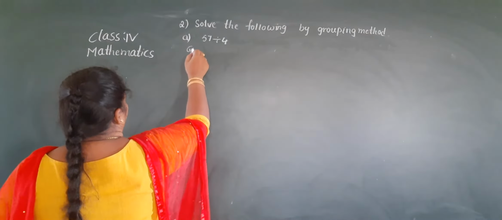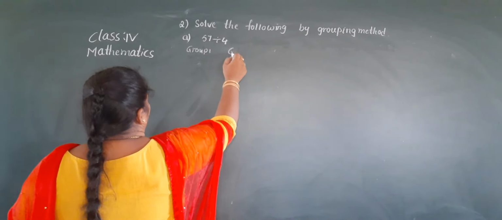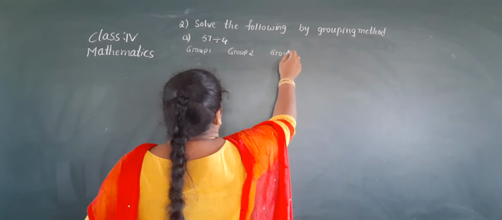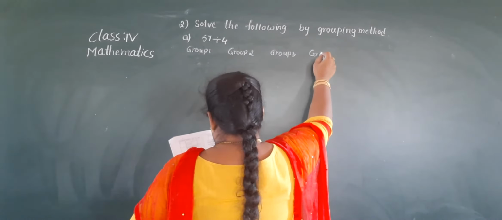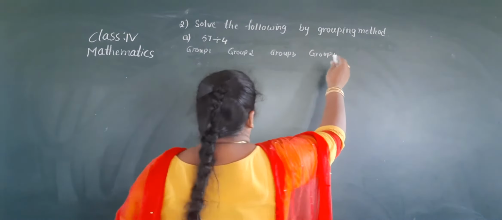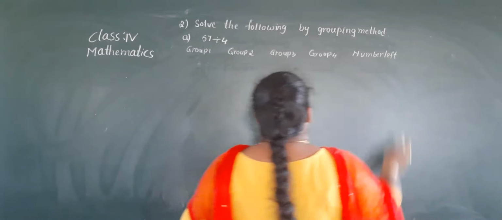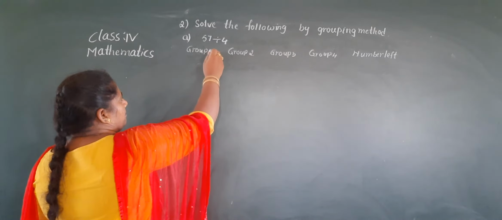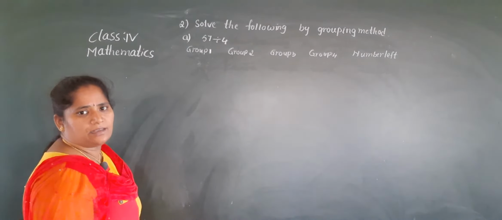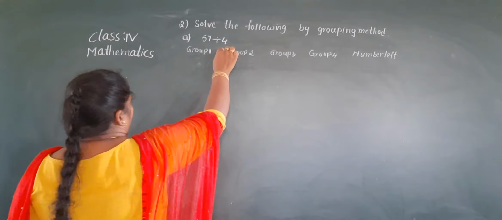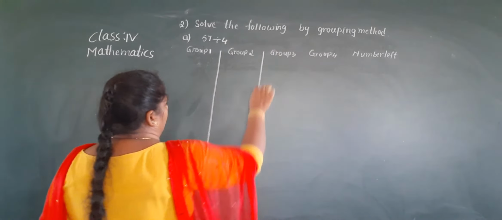So group 1, group 2, group 3, group 4. And here we write number left. So my dear children, adjust the space. Make the columns in your notebook like this: group 1, group 2, group 3, group 4 and number left. After that, draw lines using the scale.